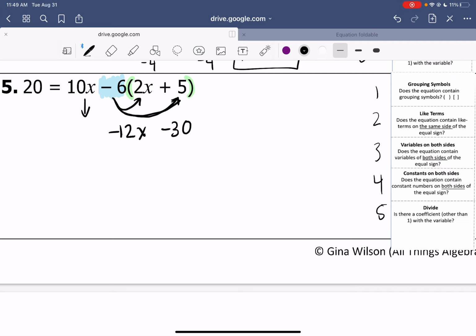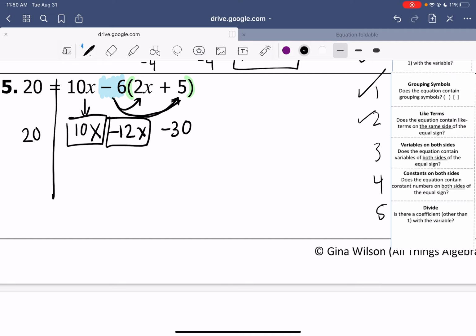And then we got to bring these guys down. So 10x, and then on the left side we have 20. So we have 10x minus 12x minus 30. So we did our grouping symbols, we distributed, and then we have to ask about like terms, which we do. So we have 10x minus 12x. So we can combine those two, and then the 30 just is going to stay the same. So 10x minus 12x is negative 2x minus 30, and that equals 20.